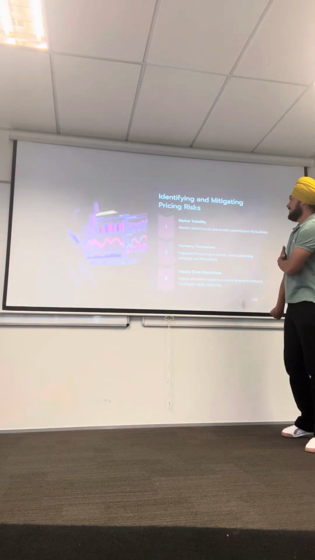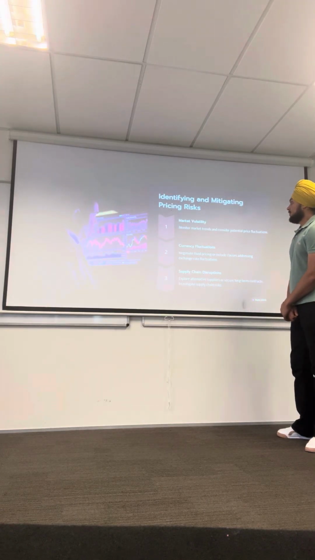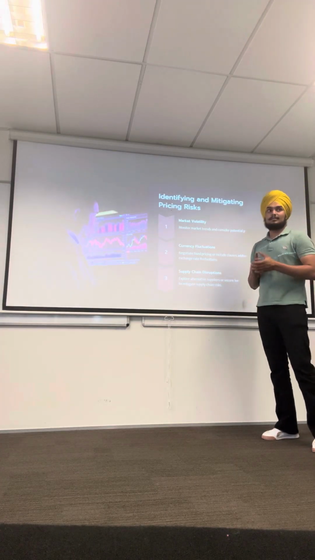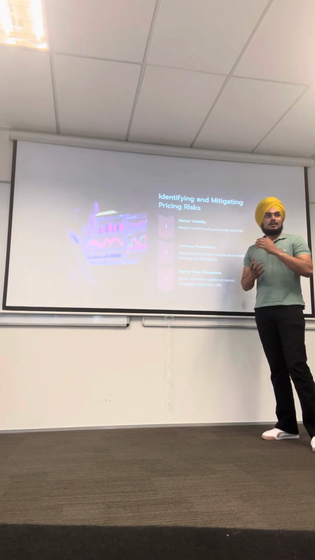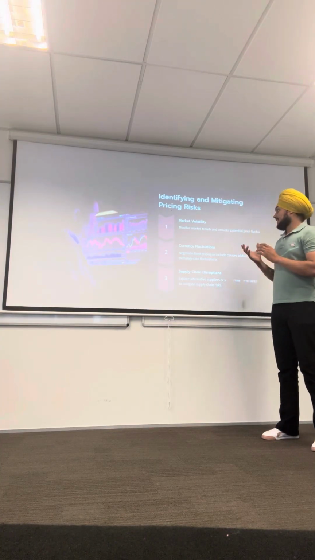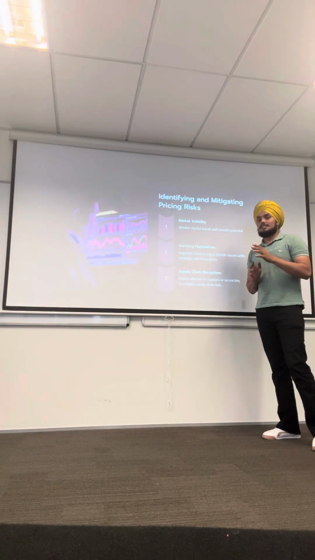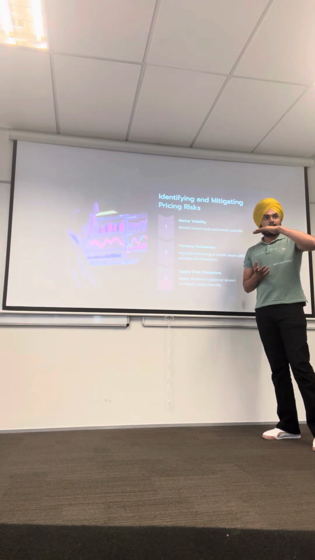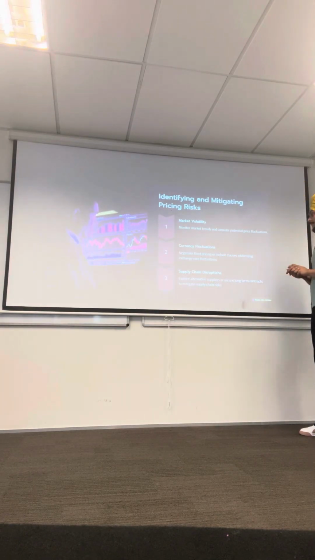Next one is identifying and mitigating pricing risks. First, market volatility. If we are talking about the risk and mitigating, sometimes the market is going up or sometimes it's going down, and it also depends on our projects. And the second is currency fluctuation. Currency also changes sometimes. It's not equal every time. It sometimes goes up or down. The third one is supply chain disruptions.